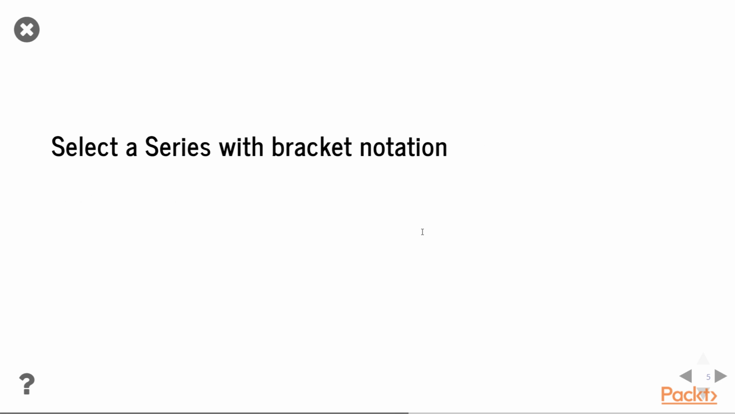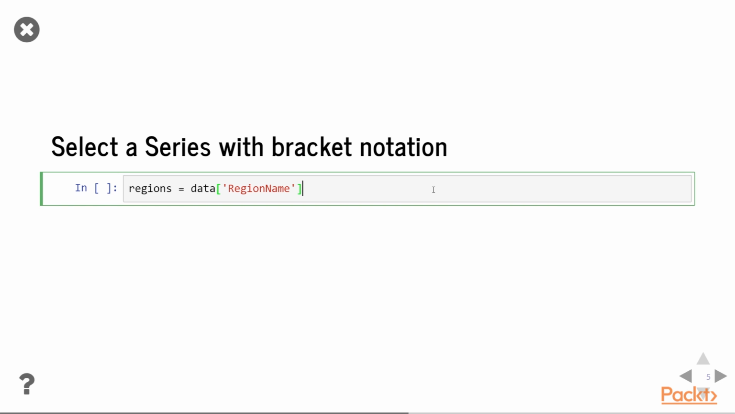We can select a column from a data frame as a Pandas series. We can do this in two ways. First, we use bracket notation for this selection. The way we do this is to pass the column name to the data frame in square brackets like this. Here we pass the region name column and we will get a series object. This series object will contain the values from just this particular column.